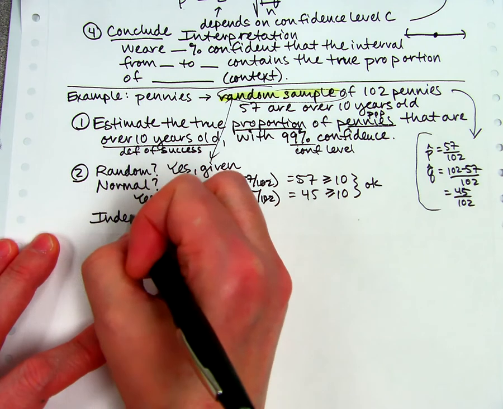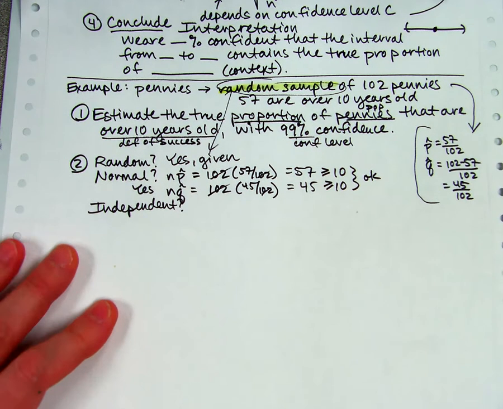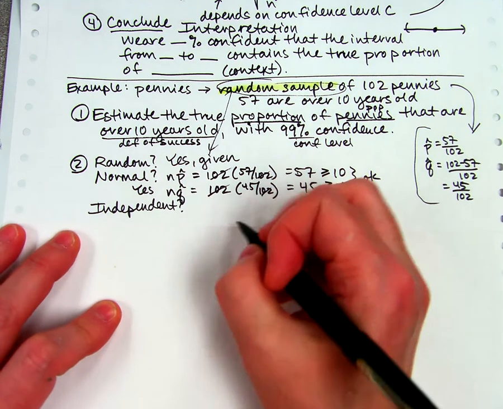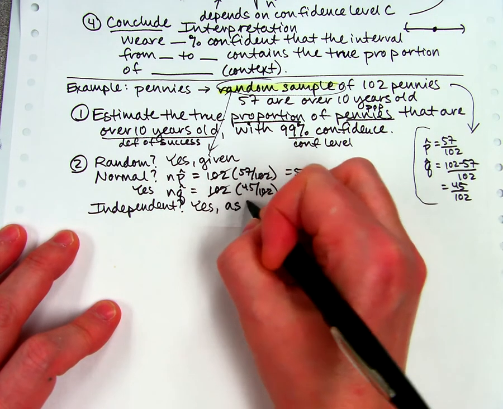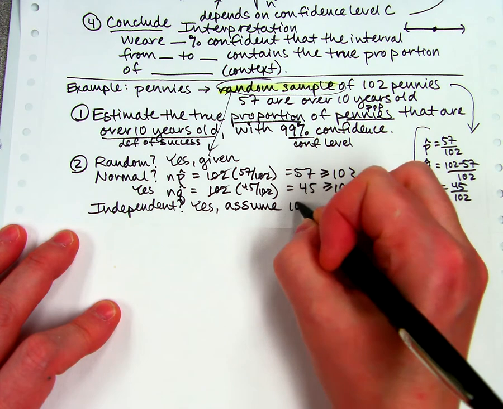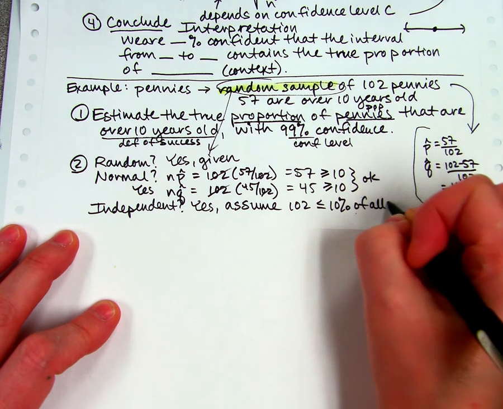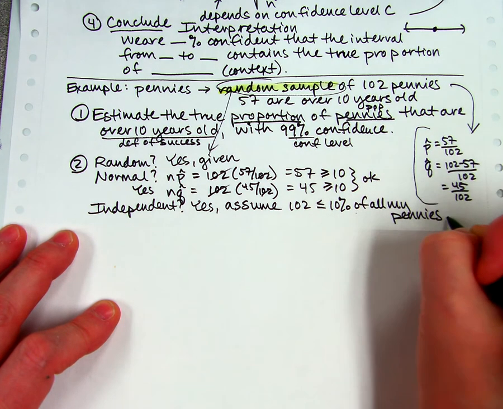Independent. So now I don't know how many pennies are in my jar, but I'm pretty sure it's going to be over 1,000 pennies. It's a lot of pennies. I mean, 100 pennies is only $1. I know I have at least $10 in there and probably more. So I'm going to say yes. Since we're not quite sure, I'm going to assume that 102 is less than or equal to 10% of all my pennies that are in the jar. If I'm not sure, it's okay to assume.